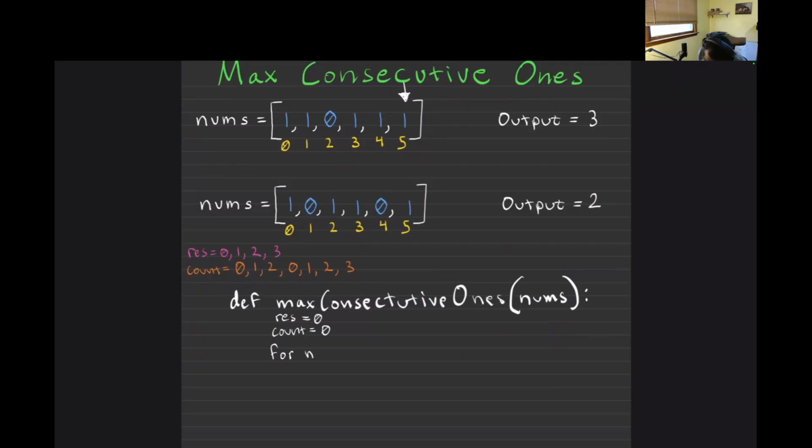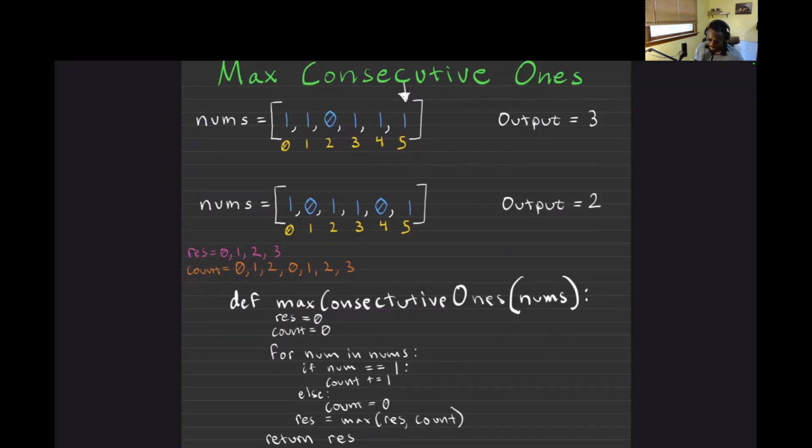So I'll say for num in nums, okay, if num is equal to a 1, we'll say count plus equals 1. Else, okay, the only other case is if it's a 0, so we'll say count is equal to 0, and regardless, we're going to say res is equal to the max of itself, res, and our count, okay? And at the very end, as you'd expect, we're going to just return the res.